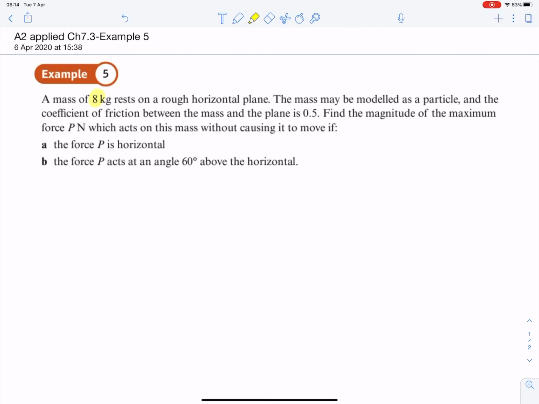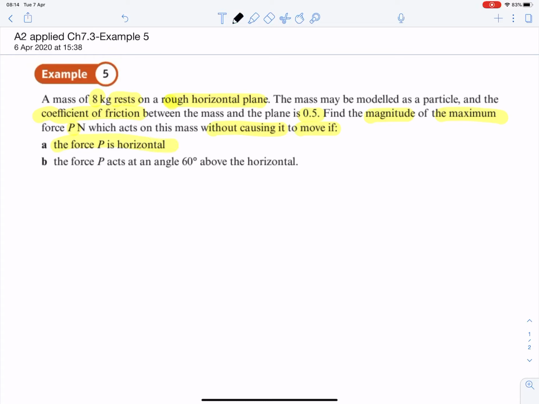A mass of 8 kilograms rests on a horizontal plane which is rough. The mass may be modelled as a particle. The coefficient of friction between the mass and the plane is 0.5. Find the magnitude of the maximum force P newtons which acts on the mass without causing it to move. The force P is horizontal for part A.